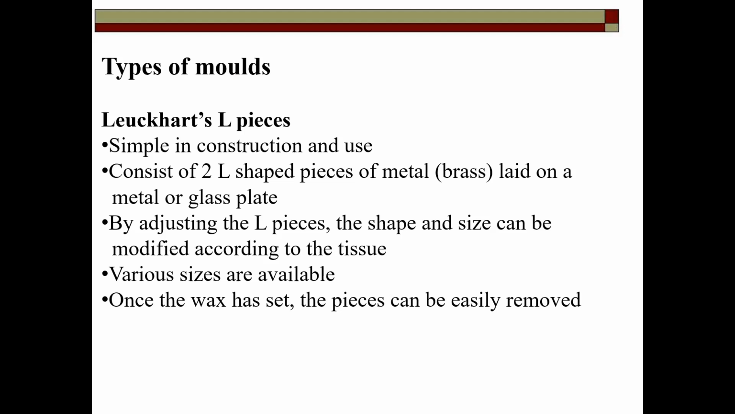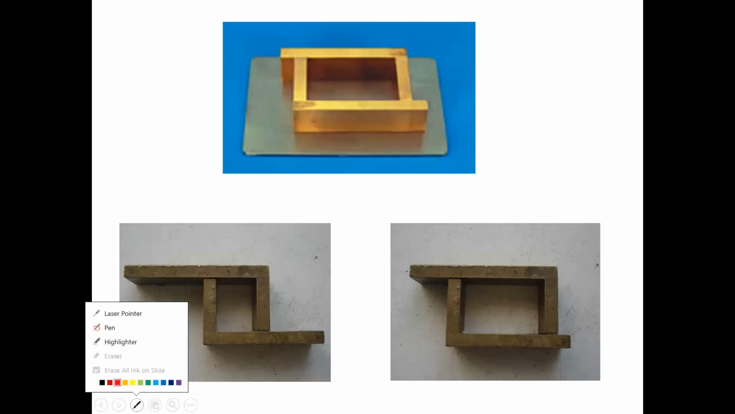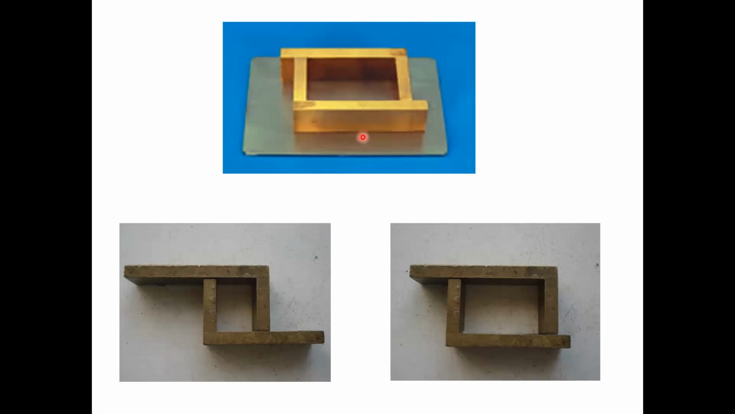Let me see, I think I have one. So this is the L shape. You have 2 L's. This is 1 L, and this is another L. You can see it better here. This is the metal embedding mold, and this is the wooden one. So you can make it bigger or smaller, depending on the size of tissue that you have. You can use the same embedding mold for several shapes.